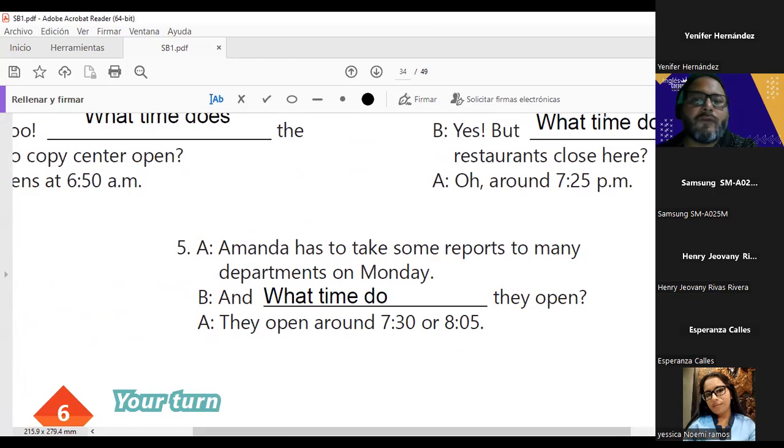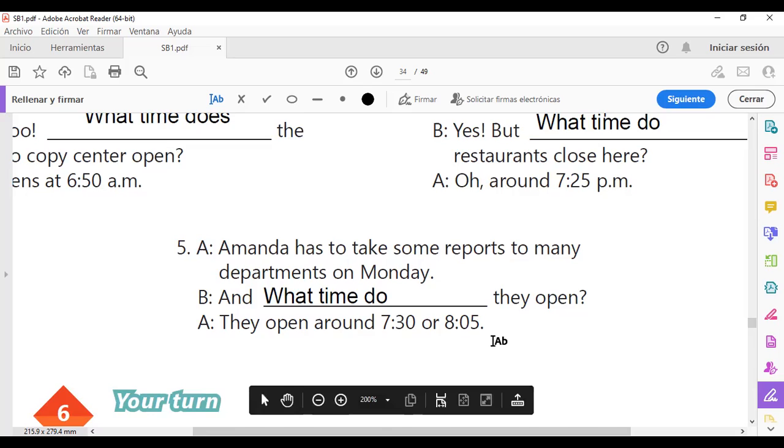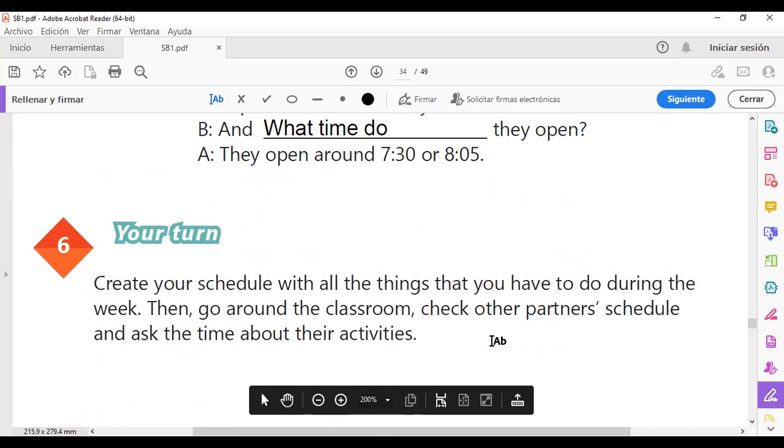Okay, is there any volunteer here? Otherwise, I will read it. Amanda has to take some reports of many requirements on Monday. And what time do they open? They open around 7:30 or 8:01. Okay.